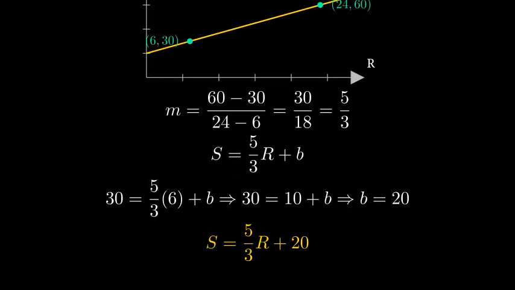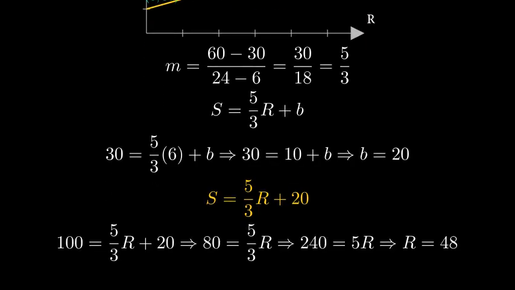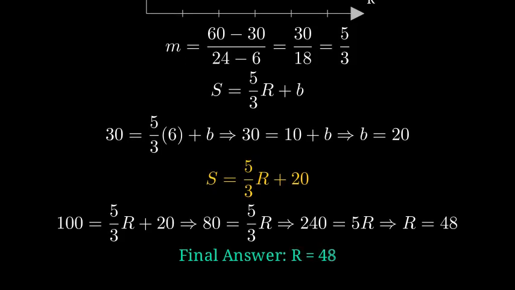Now set S to 100 and solve for R. Subtract 20, multiply by 3, then divide by 5. Therefore, the R scale value that matches S = 100 is 48.